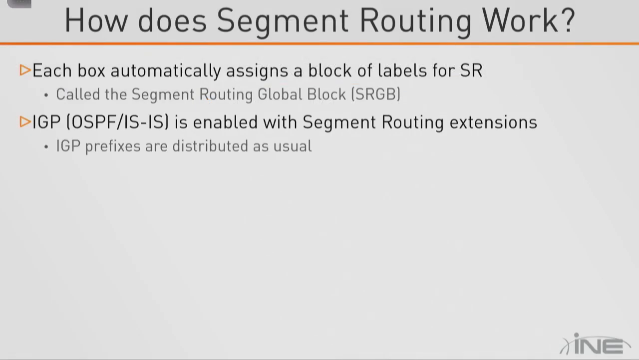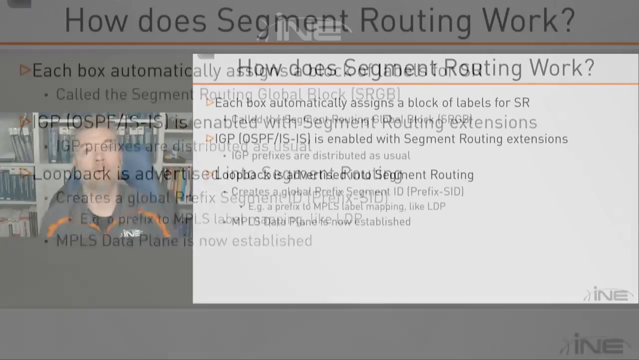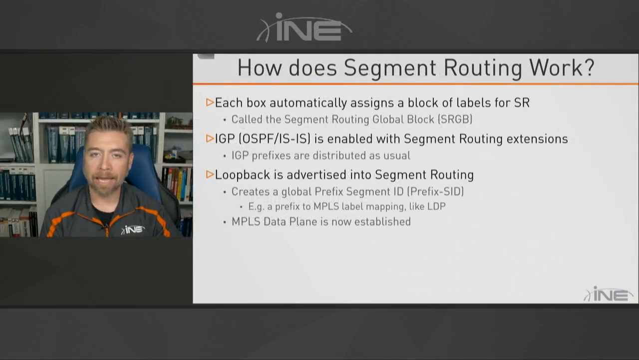Okay, so in order to actually configure it, we run an IGP. So assuming we're already doing this, we're running either OSPF or ISIS. So next step is that we need to just turn on the extensions. So we enable the extensions, and then the IGP prefixes are going to be distributed just as normal. The difference here, though, is that when we advertise the loopback, we're going to create a manual binding between the loopback and a label value, and this label value is now going to be globally significant.